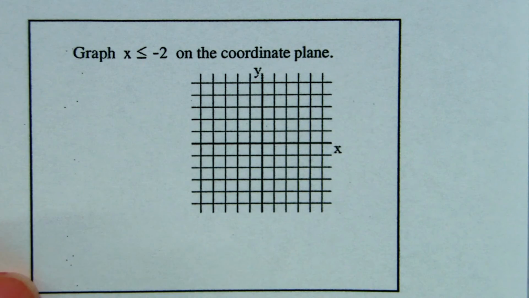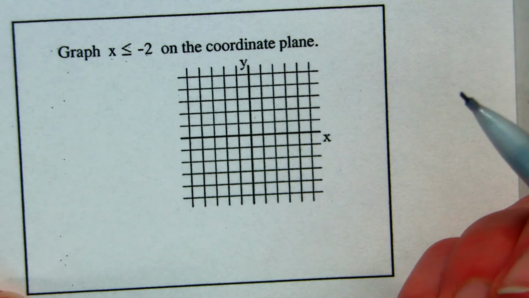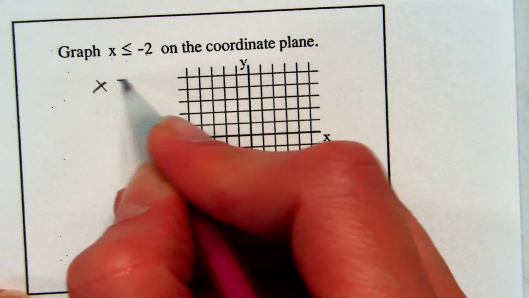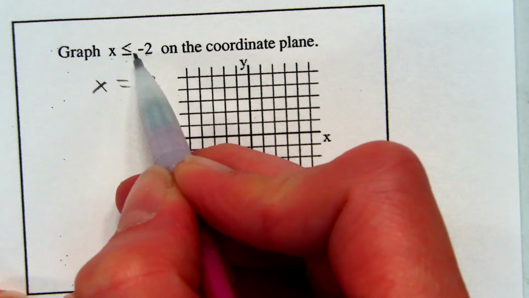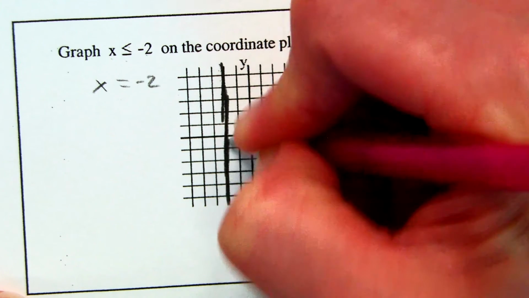Okay, so if we look at the next one, looking at x is less than or equal to -2. So I'm going to start by graphing x equals -2, and I want a solid line since I have that equal to bar. So I'm going to put a solid line right here.